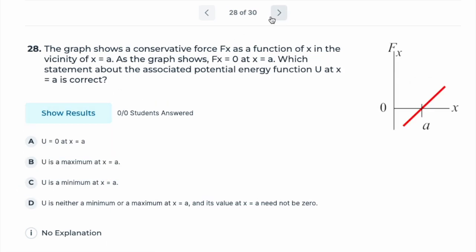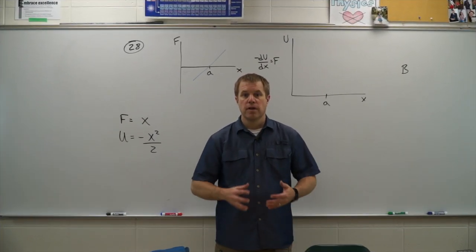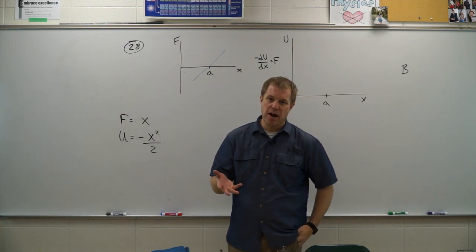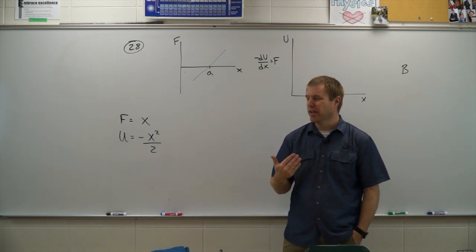28. The graph shows a conservative force, F of x, as a function of x in the vicinity of x equals a. As the graph shows, F of x equals 0 at x equals a. Which statement about the potential energy function U at x equals a is correct? All right, so let's take a look. What we're given to start with is a force graph, and we're asked about what the potential energy is.